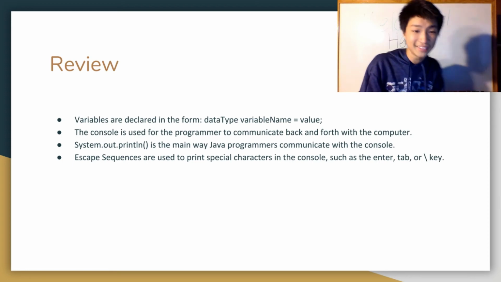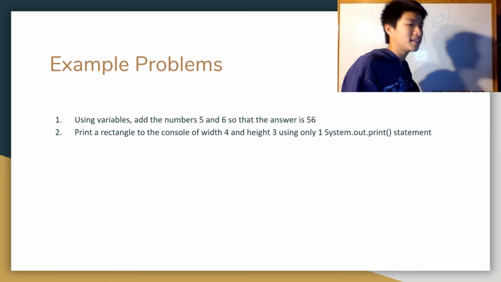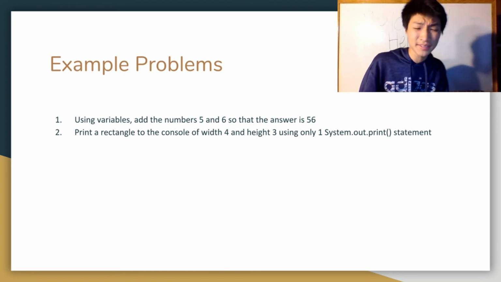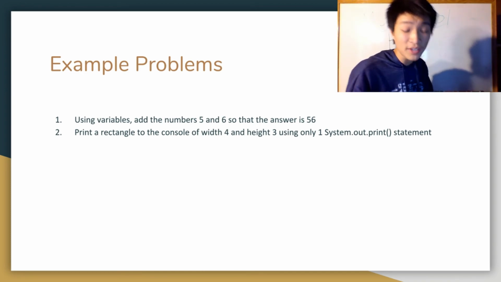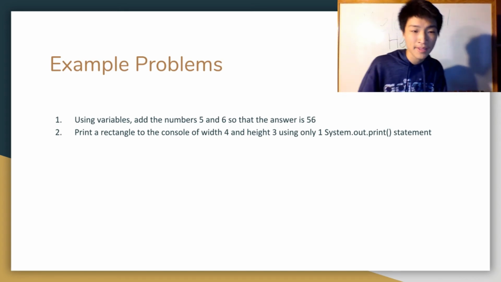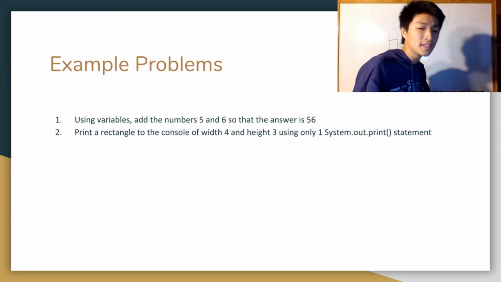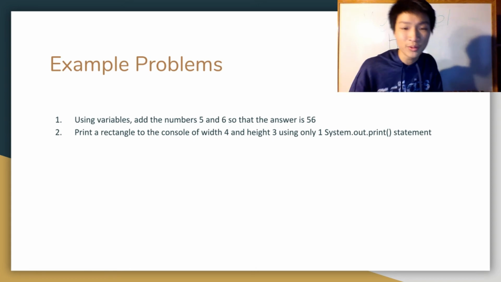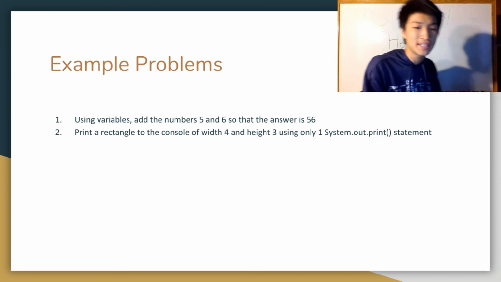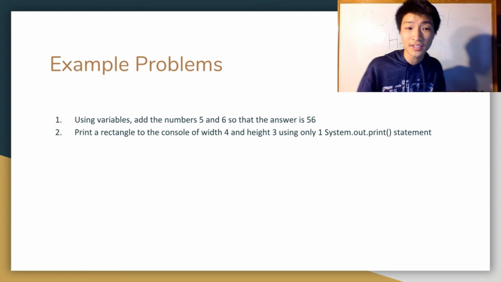So, yes. Now, I'm not going to leave you guys yet. I have some example problems. You can pause the video now. You're going to use variables to add the numbers 5 and 6 so that the answer is 56. You're going to print a rectangle of any symbol or character you want using the console with a width of 4 and a height of 3. And you can only use one system.out.print statement. So go ahead and pause the video now, and when you come back, I'll be doing the problems.